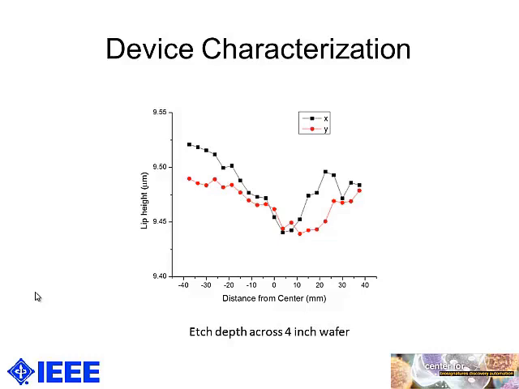We measured the height of the lid across the central section of a 4-inch wafer and plotted this result. We can see the lids located at the edge of the wafer were slightly higher than those located at the center of the wafer, indicating that the etch rate is higher at the edge. But the difference is only about 0.1 micrometers for a 10 micrometer etch, which results in negligible variations.